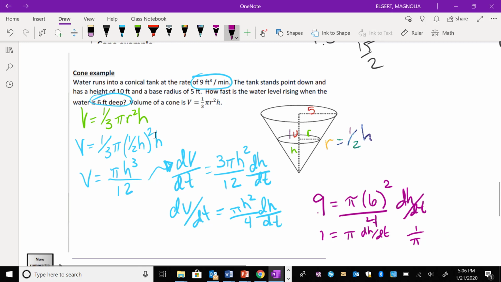And again, if you want to put that as a decimal, you can. It doesn't matter to me. I know in real life you wouldn't tell somebody 1 over pi feet per minute because they wouldn't know what you're talking about. So there's your examples.